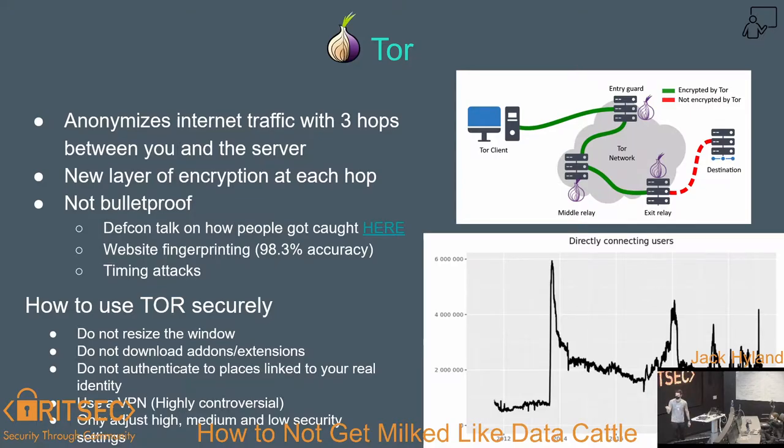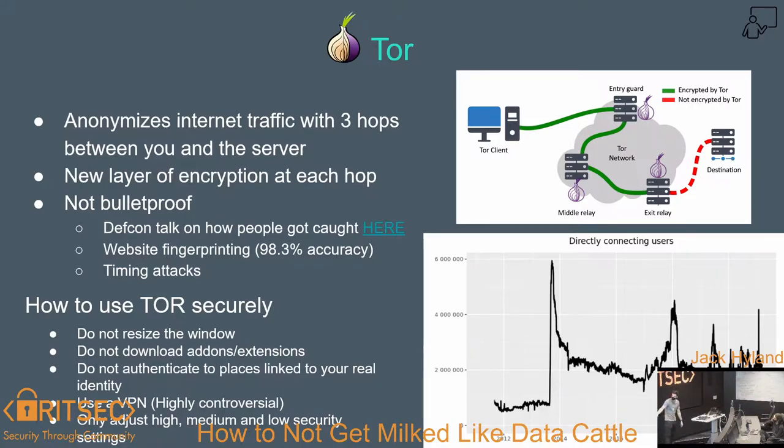So speaking of Tor, Brendan just talked about this a little bit, so I'll go a little quick over this. They hide your internet traffic with three hops, with a new level of encryption at each hop. The entry node would have all three layers of encryption, and it would strip off the first one. And then the second one would strip off the second layer of encryption, and so on and so forth until it's decrypted and sent to the destination.